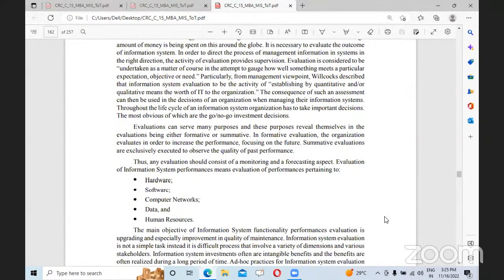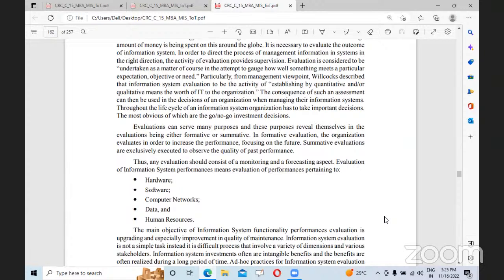Evaluation can serve many purposes, and these purposes reveal themselves in the evaluation as either formative or summative. In formative evaluation, the organization evaluates in order to increase the performance, focusing on the future. Summative evaluations are exclusively executed to observe the quality of past performance. Thus, any evaluation should consist of monitoring and forecasting aspects.